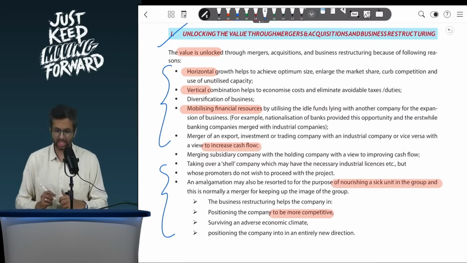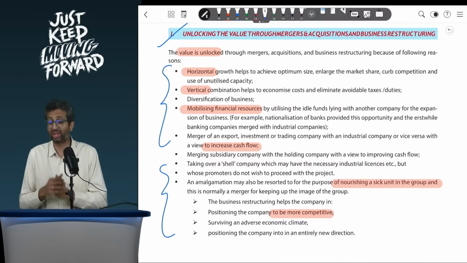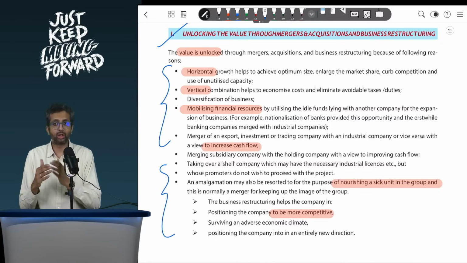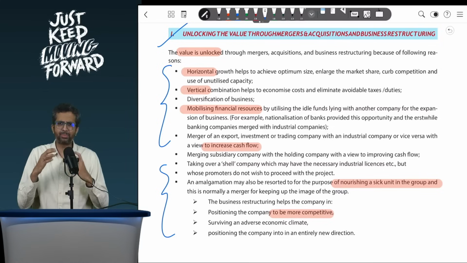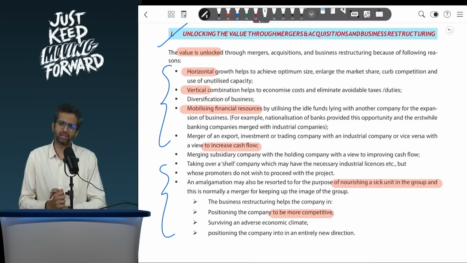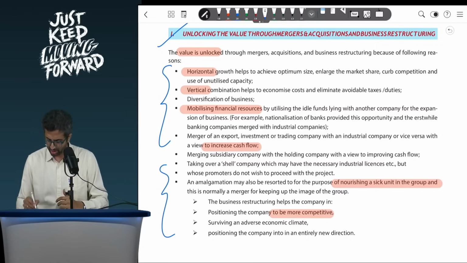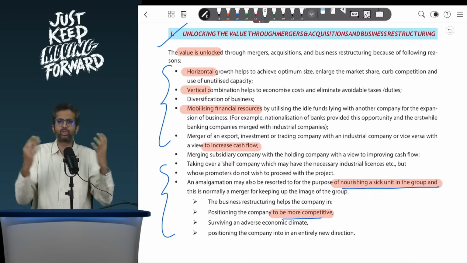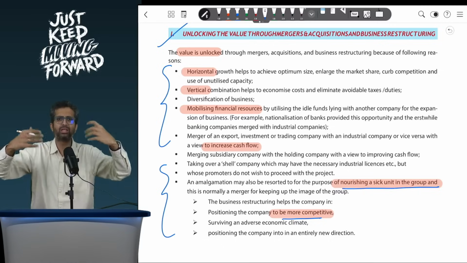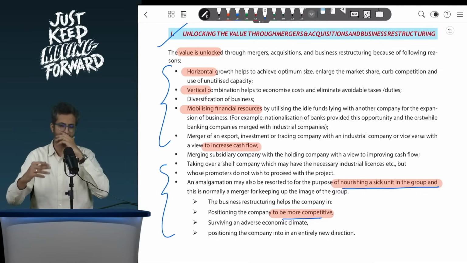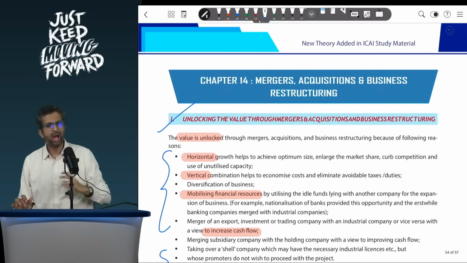Then over here, this is regarding restructuring, business reorganization, like an amalgamation or a holding and subsidiary coming together. This will help in better streamlining of processes. So over here it can possibly make you more competitive. You can nourish a sick unit within the group by putting it inside an overall company which has a much stronger balance sheet, etc. So you can just broadly go through it.